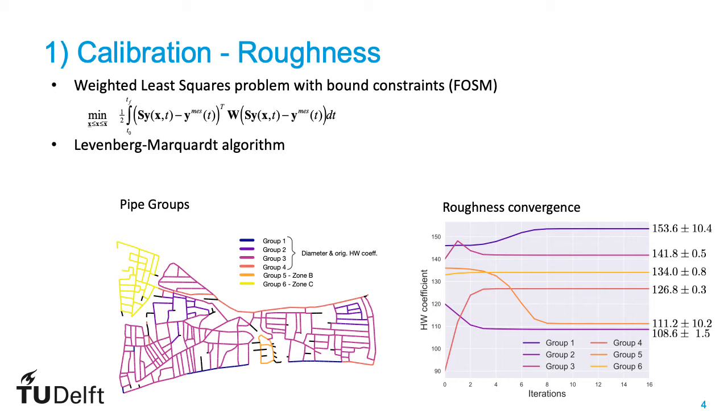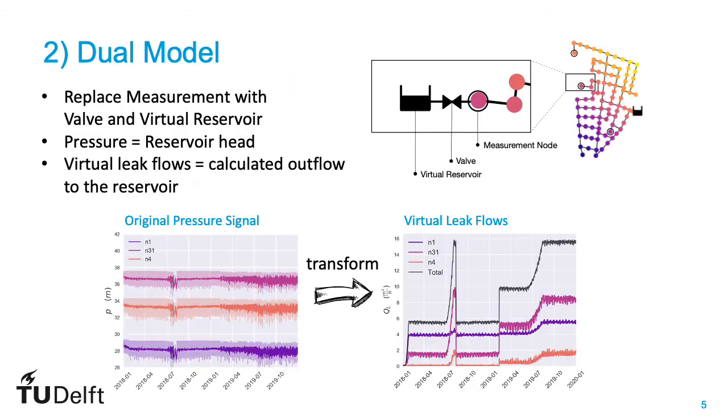Additionally, our method allows to compute confidence intervals for the roughness parameters based on first-order second moments. All groups resulted in very certain and reasonable roughness values. Group 1 and 5 show bigger confidence intervals due to their small number of pipes and the fact that they are hydraulically not that influential in the system.